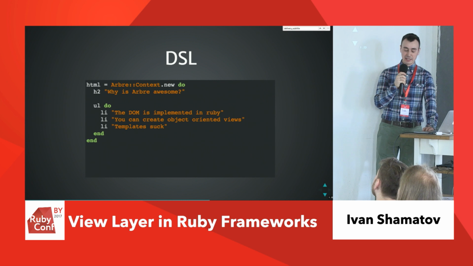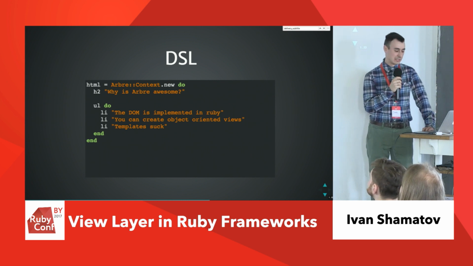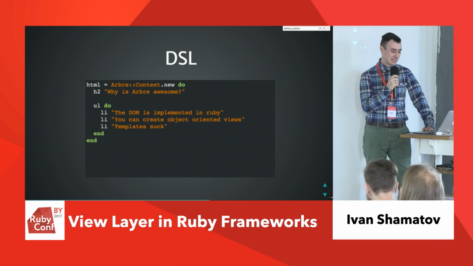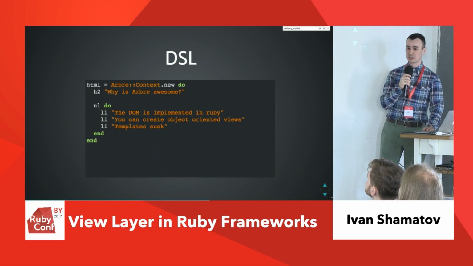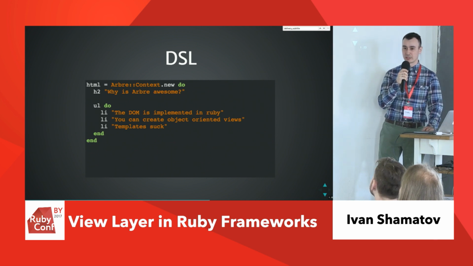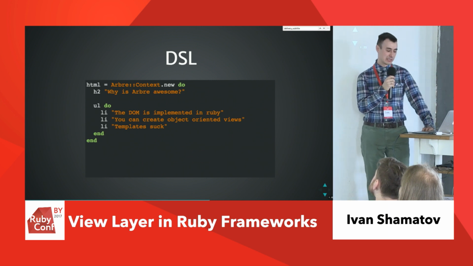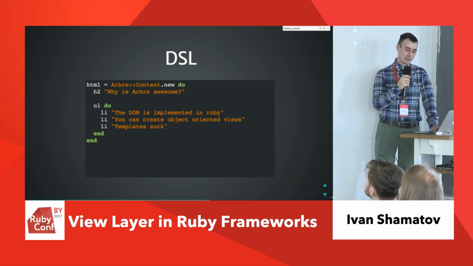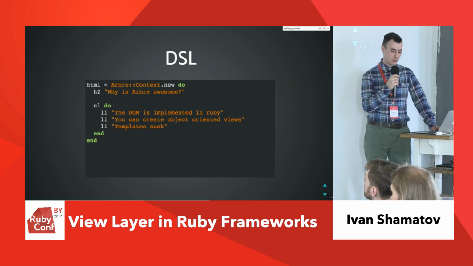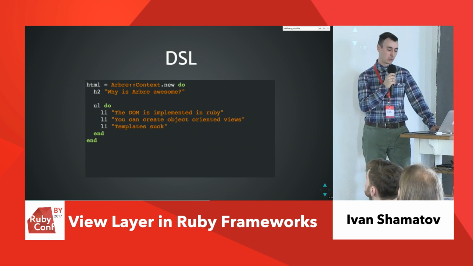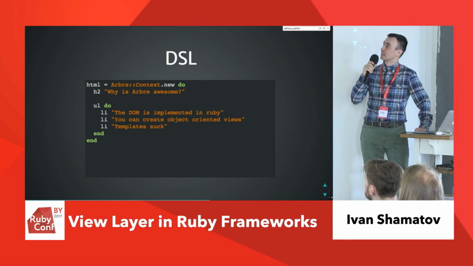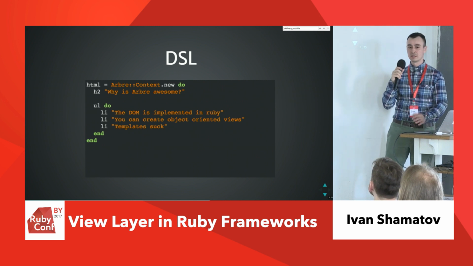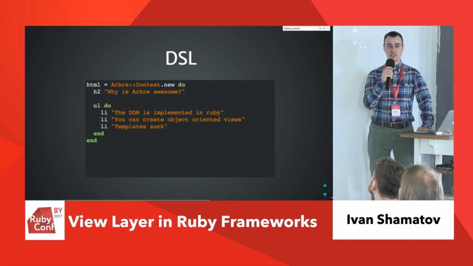Of course, we've already got some great minds to give us some kind of DSL for that. For example, Arbre, which was moved out from ActiveAdmin. Arbre makes it easy to generate HTML directly in Ruby. The purpose of Arbre is to leave the view as a Ruby object as long as possible. And at the end, you just call to_s, and you've got some HTML output.